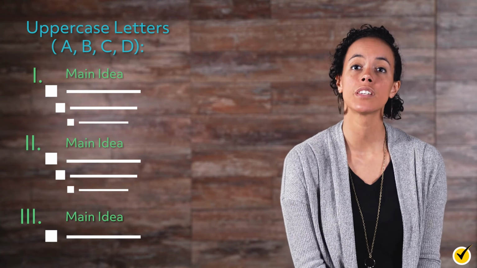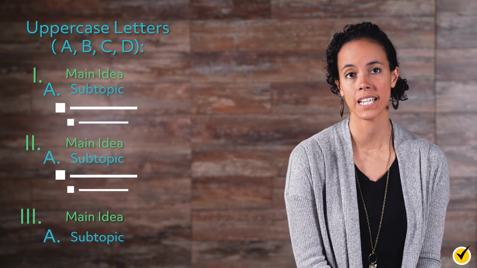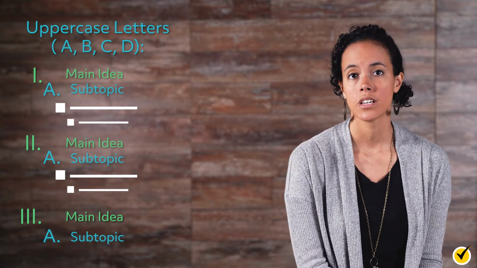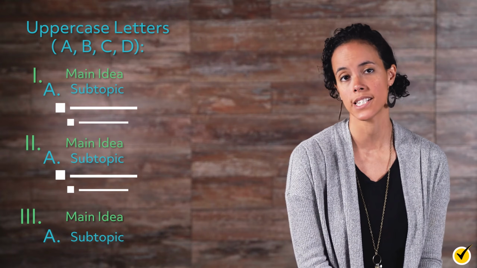Uppercase letters denote subtopics in a text. In short, subtopics provide support for main ideas. These can be thought of as secondary ideas or claims. These are crucial for justifying and supporting the primary ideas or claims in a text.